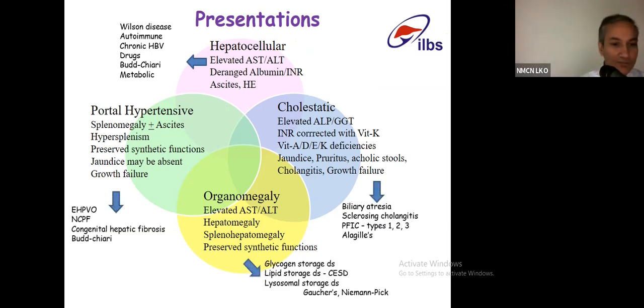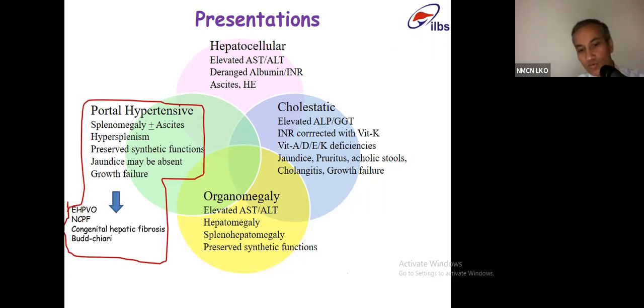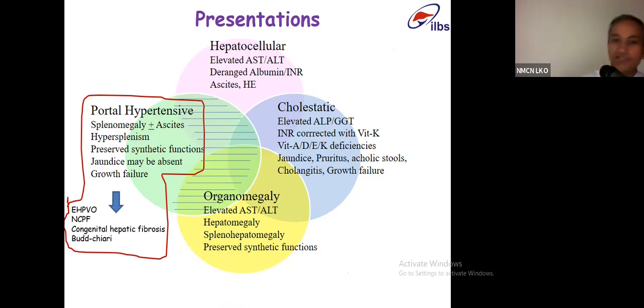Today we will be focusing on the portal hypertensive presentation, where there is isolated splenomegaly, hypersplenism, preserved synthetic functions, and absence of jaundice. The common etiologies here are EHPVO, non-cirrhotic portal fibrosis, and congenital hepatic fibrosis. There is definitely some overlap with the hepatocellular, cholestatic, and organomegaly presentations, but with isolated portal hypertension, these three etiologies come into the picture.